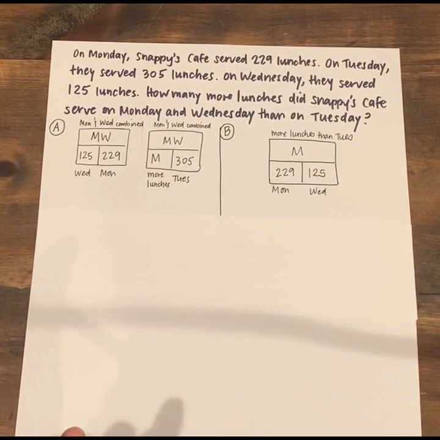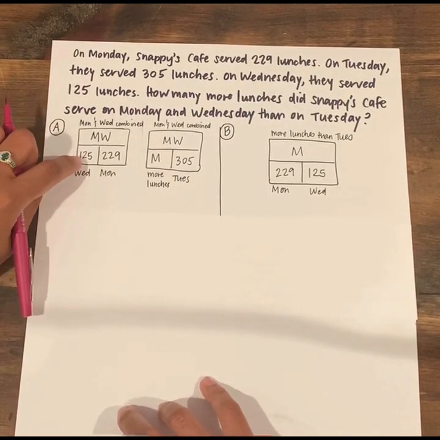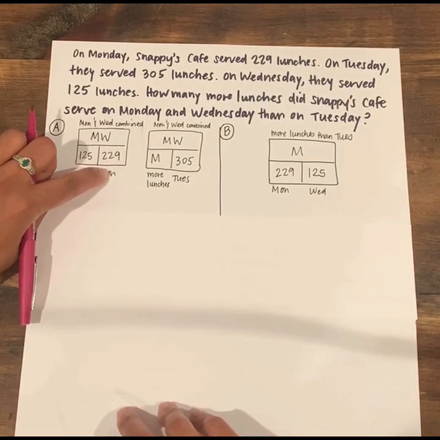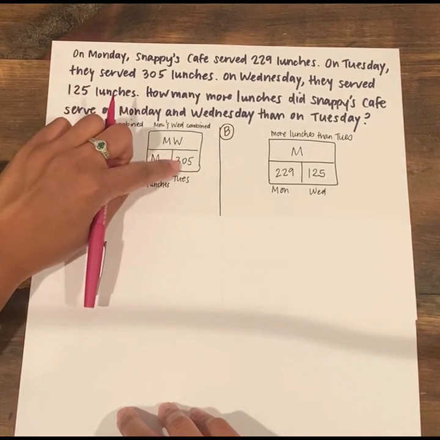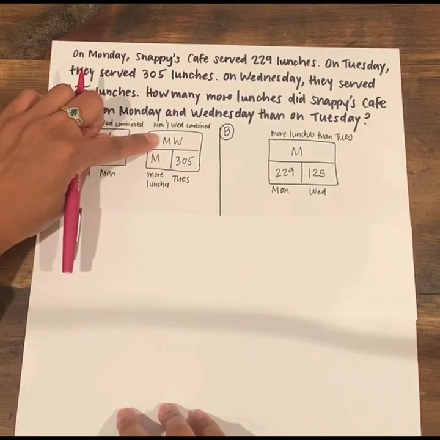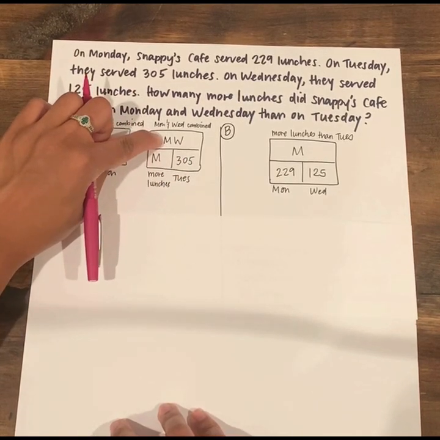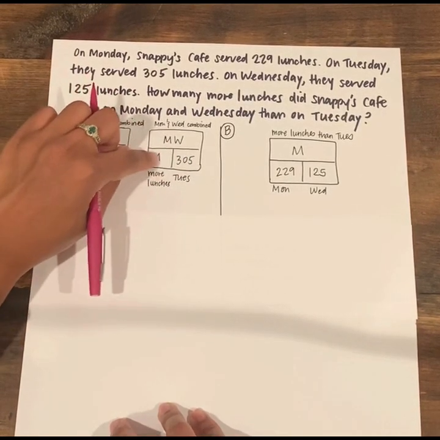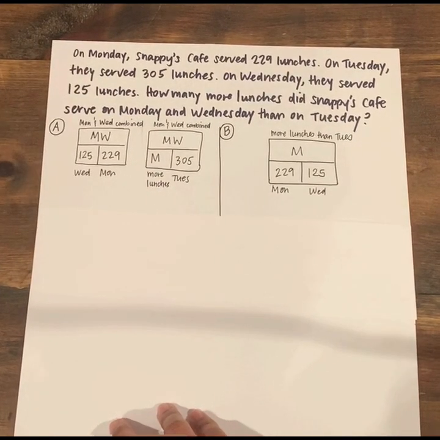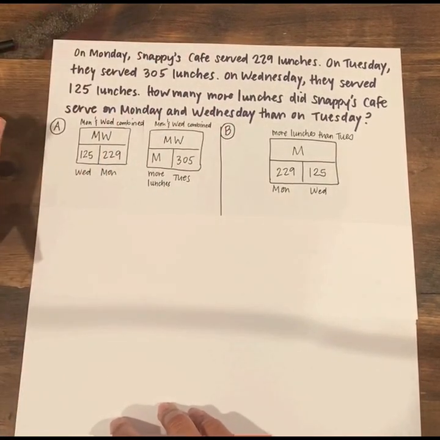I heard you say you agree with student A because they showed a representation that shows us putting together the amount of lunches served on Wednesday and Monday first, and then subtracting the lunches served on Tuesday from the total of Monday and Wednesday combined. If we subtract Tuesday from Monday and Wednesday combined, we will get how many more lunches they served on Monday and Wednesday, or the difference. Interesting. If you agree with student B, why?